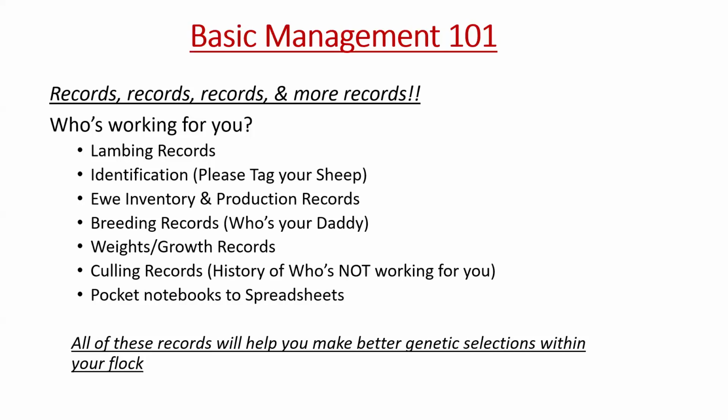Records are really important to what you do on a day-to-day basis. Those records are going to help you know who's working for you. Anything from lambing records, inventory records, breeding, weights, from weaning weights to post-weaning weights, fecal egg counts, and again, culling records. Be sure you're keeping track of who's not performing for you. Anything from pocket notebooks to spreadsheets.